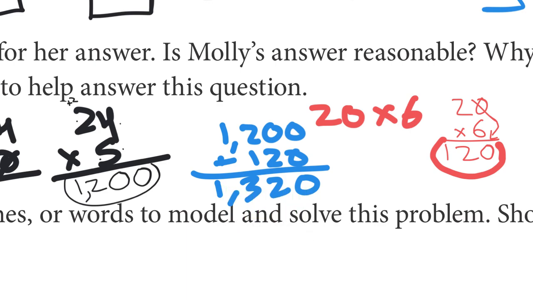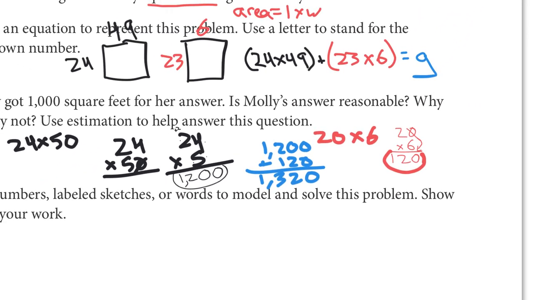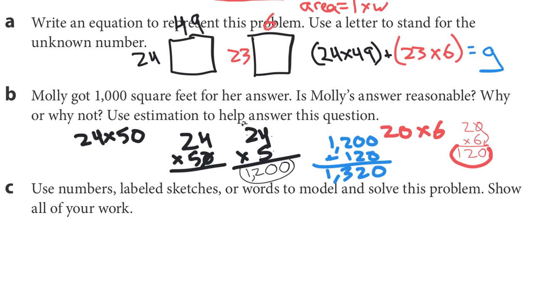That's our estimated answer. It's not the real answer, but our job was just to do a quick, easy math problem to have a good guess. What did Molly guess? She guessed 1,000. Was she close-ish? Yeah, she was okay, I guess.